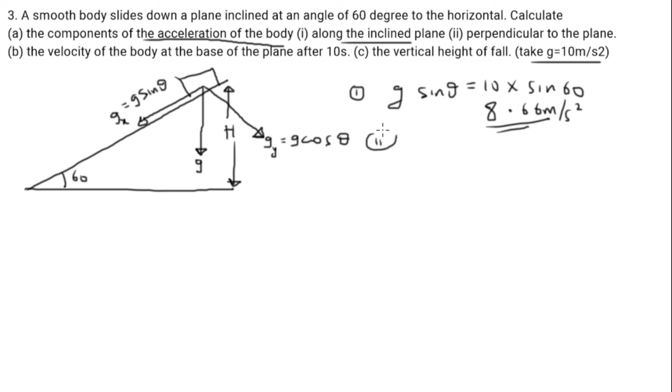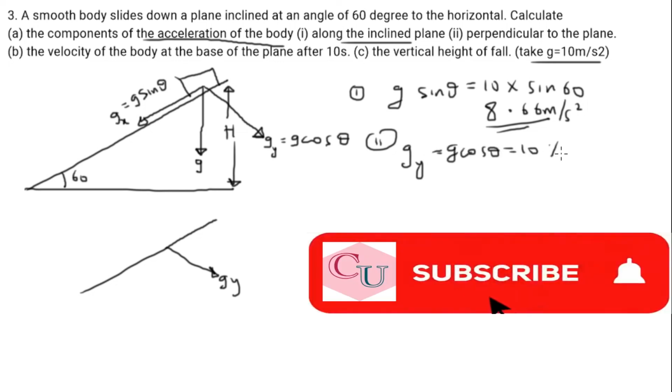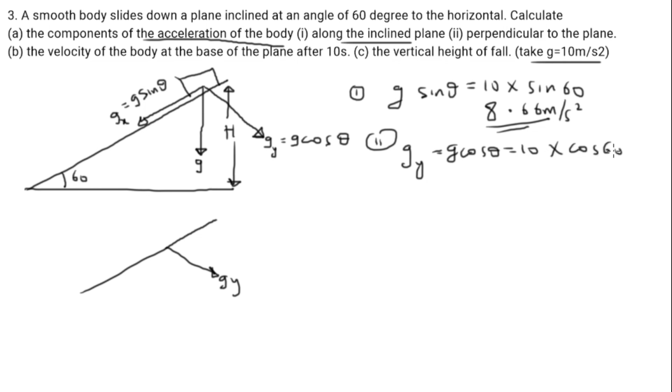Now let's find the component perpendicular to the inclined plane. It looks like this. This is the surface of the inclined plane, and then this is gy. So gy, which is the component that is perpendicular to the inclined plane, is g cos theta, and that's 10 times the cosine of 60 degrees. The cosine of 60 degrees is 1 over 2, multiplied by 10, that's 5 meters per second squared.